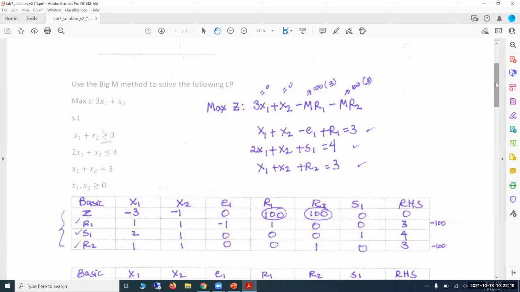Y minus B minus 2x x2 plus M R1 plus M R2 equals 0. And those are the equations that are going to go into the rows.